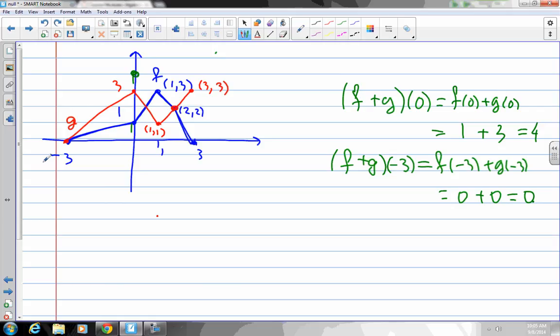All right. How about f times g of 2? Four, because you have to take f of 2 times g of 2. Well, f of 2 is somewhere here. F of 2 equals 2. And g of 2 equals 2. You agree with that? Just by looking at the graph. So it's 2 times 2, so the answer is 4.